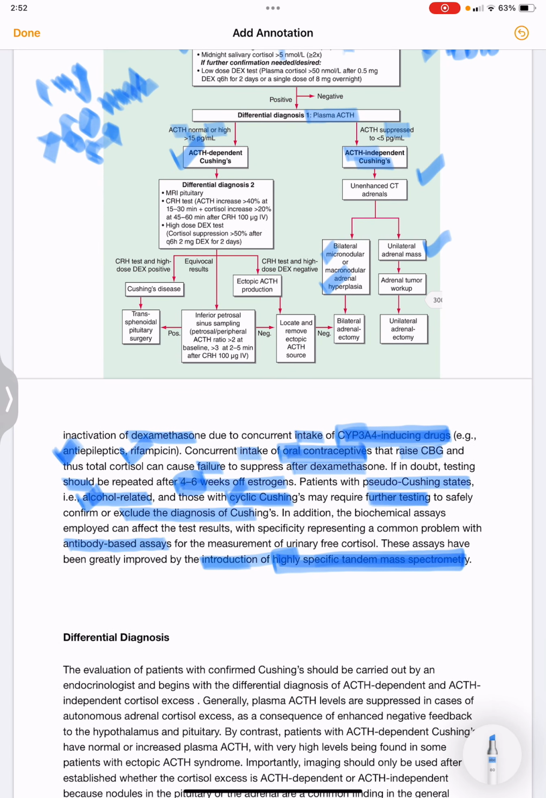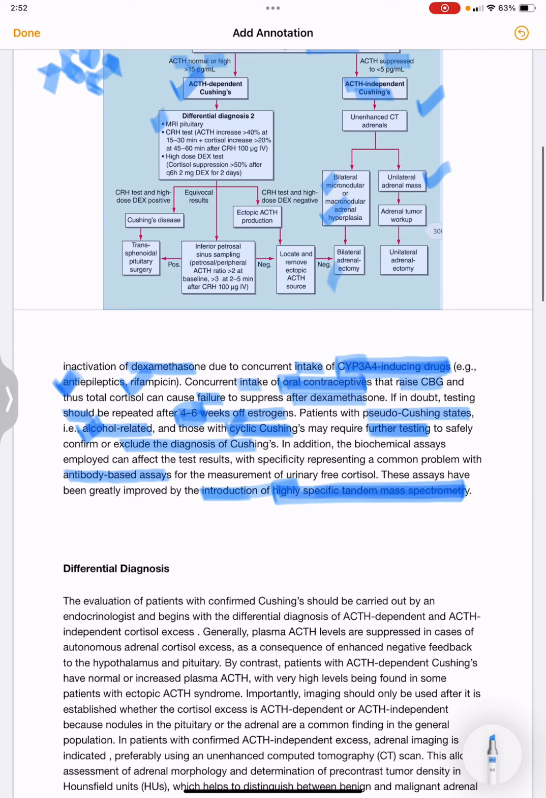So if ACTH is high, then what has to be done? The pituitary MRI has to be done. After that, okay, so this part we will discuss here.